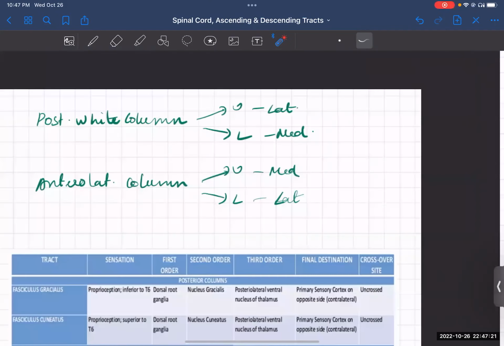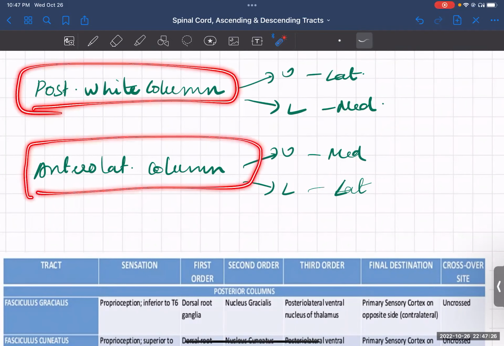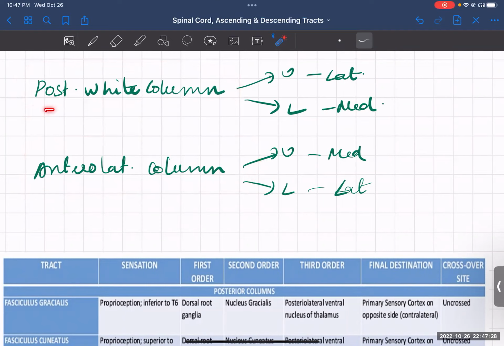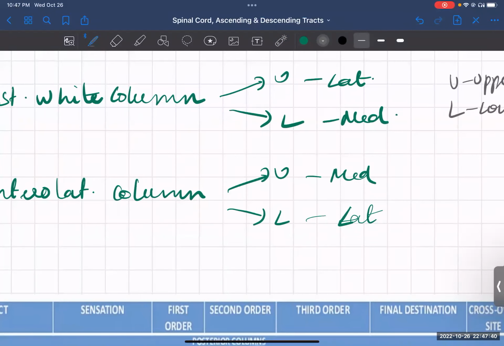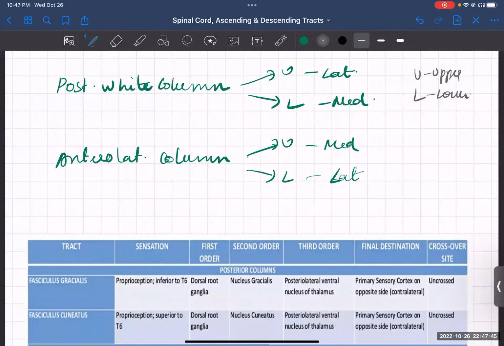Okay, now here's another interesting thing that we must know. There is posterior white column and anterolateral white column in the spinal cord. In the posterior white column, U means upper for reference, L means lower. In the upper segments, the nerve fibers enter laterally. What do I mean? In the posterior white column, your cervical segments enter the spinal cord laterally. But in the lower segments, like your lumbar and sacral segments, enter your spinal cord medially. This is in your posterior white column.